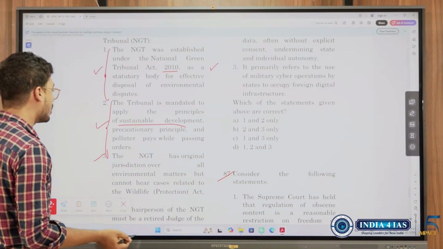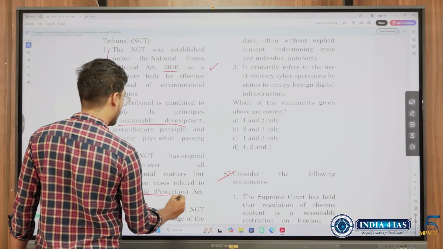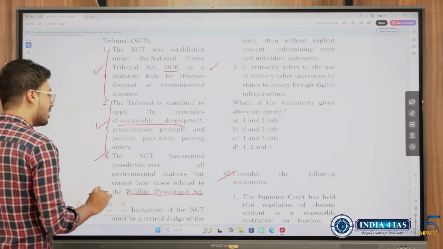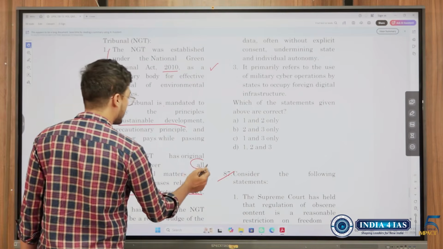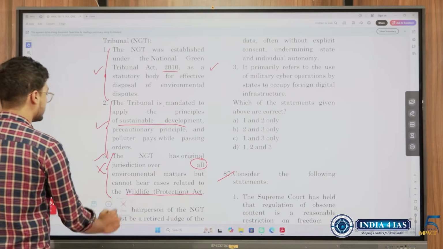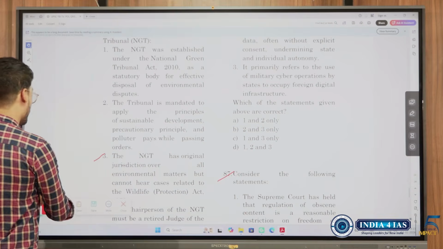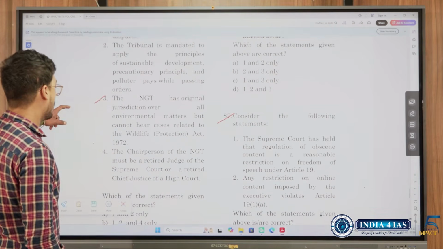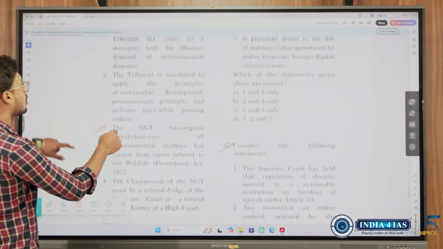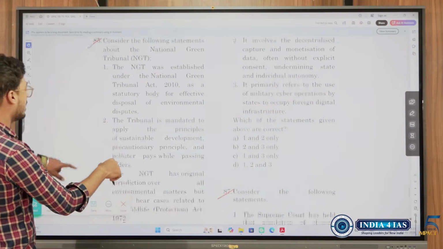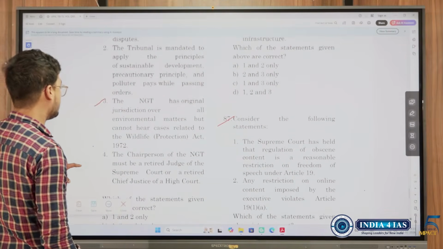NGT has original jurisdiction over all environmental matters, but cannot hear cases related to the WPA. Okay, it cannot hear Wildlife Act cases. But it has original jurisdiction over all environmental matters. Now this is wrong. Seeing the word 'all', you could have taken this as wrong. We'll see why. Okay, the chairperson of the NGT must be a retired judge. This is also correct. The only statement which was incorrect among these is 3. So the answer should have been 1, 2, 4.